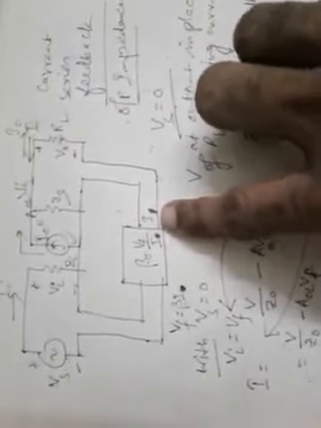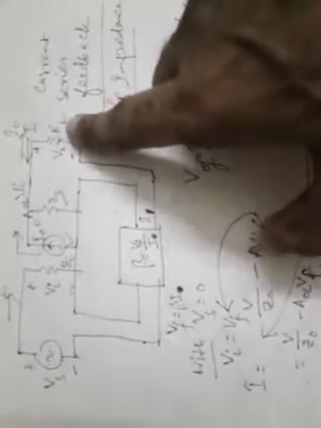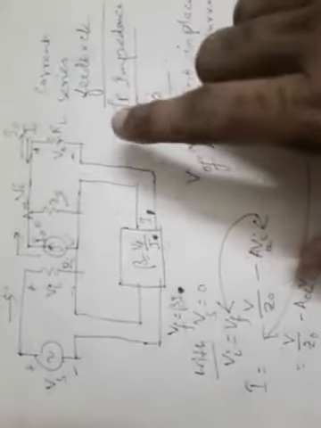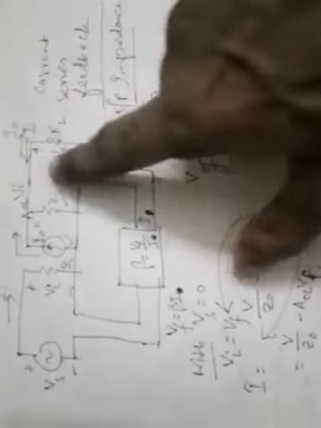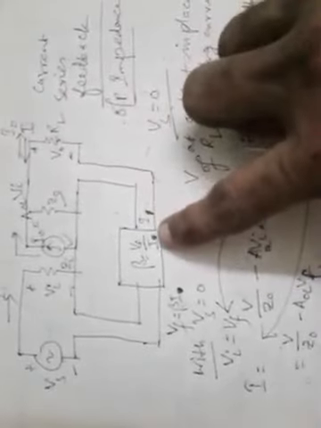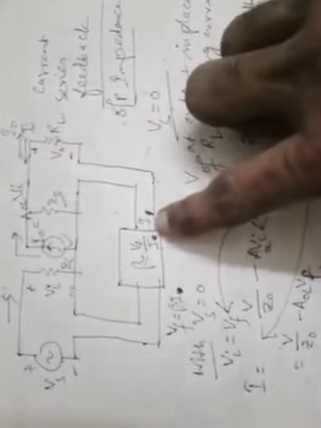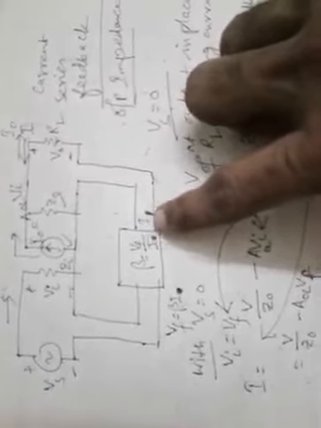Had it been RL, this should have been IO, but since it is not RL, it is a voltage source which is delivering current I, so it is I. That current is fed back through this path. So in this case it is not IO, it is I.